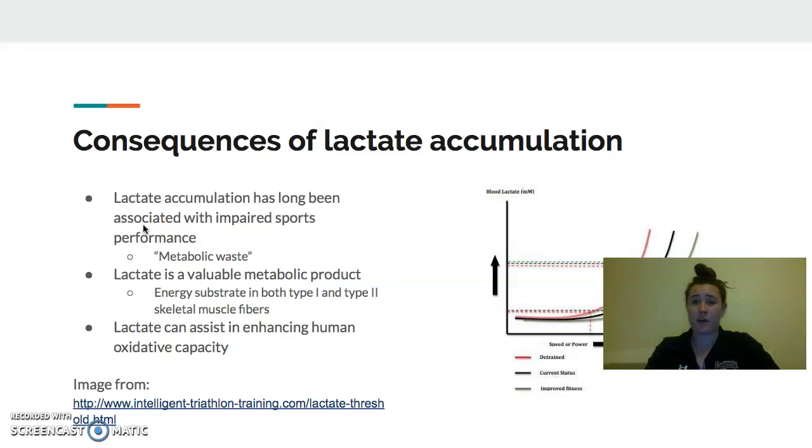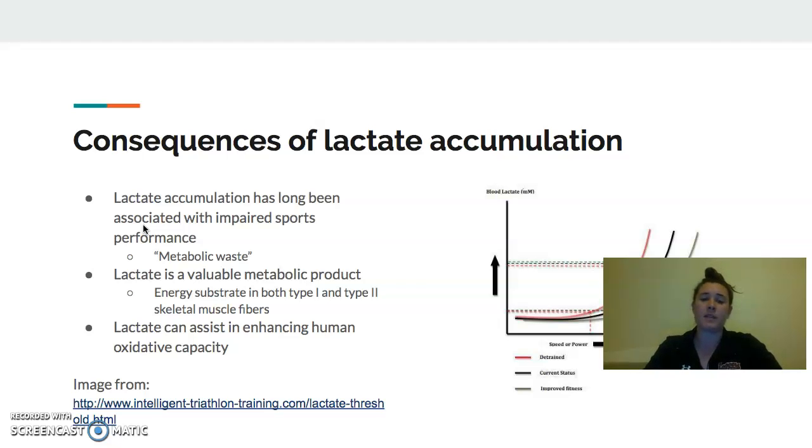Lactate's actually incredibly valuable to athletes. It can be used as an energy substrate in both type 1 and type 2 skeletal muscle fibers. It helps serve as an immediate energy source, and it helps serve as a stored energy source as well. And you can actually train up to that lactate threshold and train your body, and it'll enhance your body's oxidative capacity, and it'll improve your capacity as an athlete rather than hinder it, which is what the original thought was initially concerning lactate.